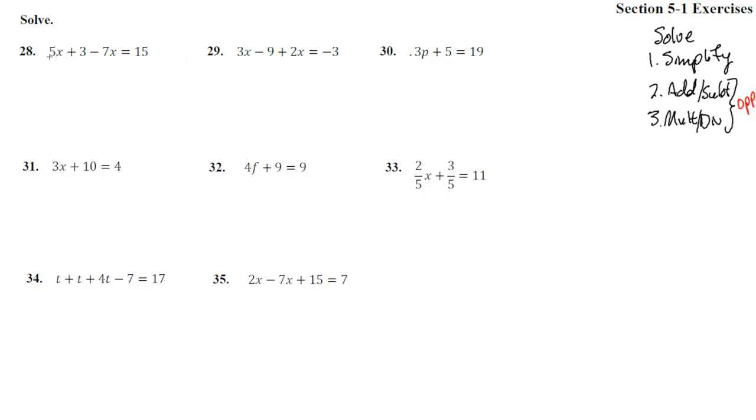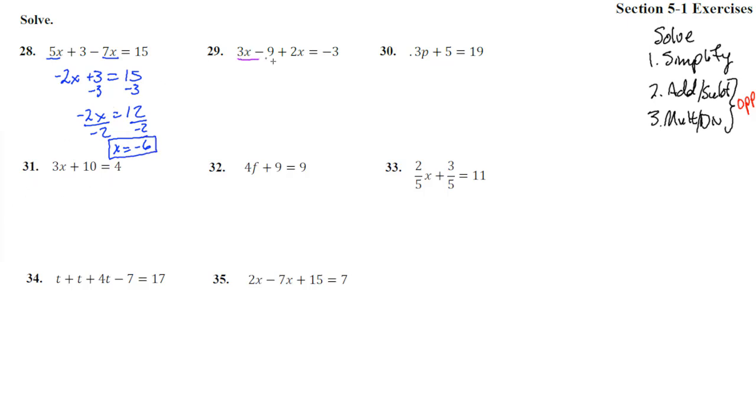Number 28, notice that we have some 5x's that we need to get together. So there's actually negative 2x plus 3 equals 15. We simplified by combining those like terms. Now we're back to where we get rid of the addition, subtraction. So subtract 3: negative 2x equals 12. And then multiplication, division: divide by negative 2, divide by negative 2, and we're left with x equals 12 divided by negative 2, which is negative 6.